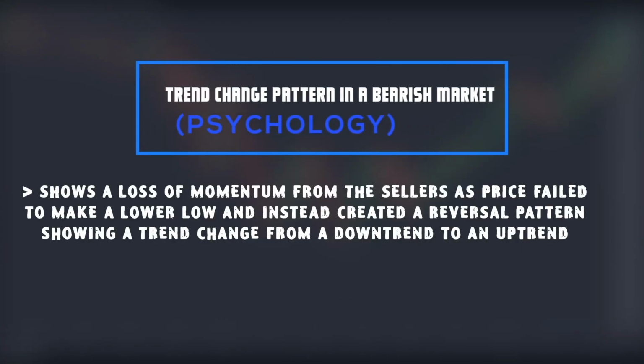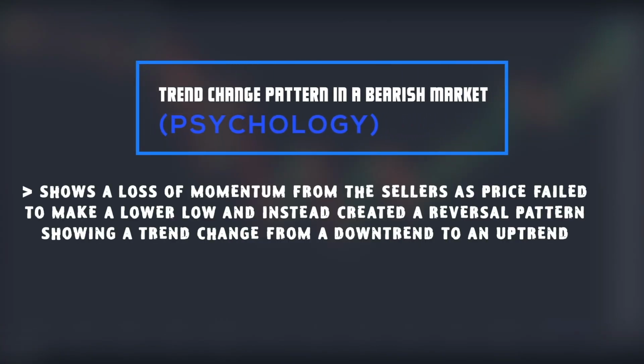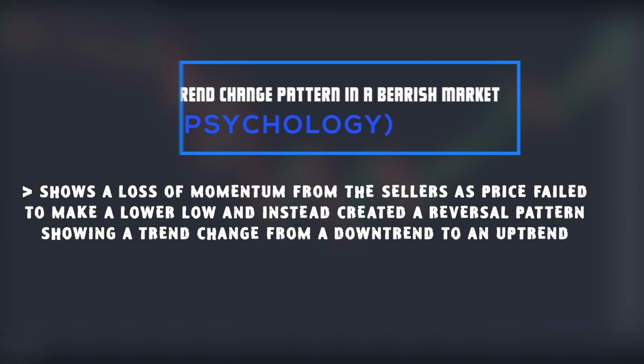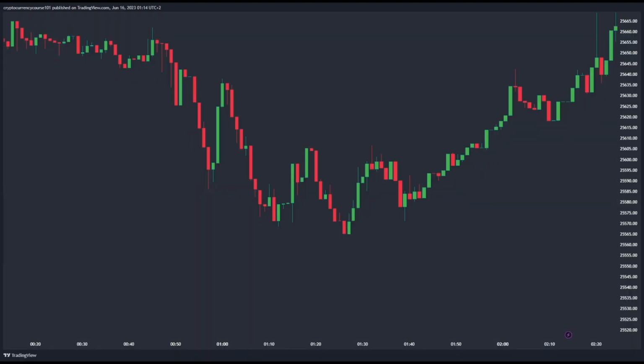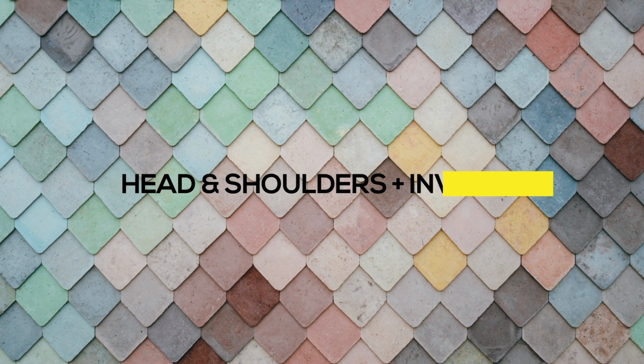So, from a price action standpoint, it shows a loss of momentum from the sellers as price failed to make a lower low and instead created a reversal pattern showing a trend change from a downtrend to an uptrend. So, moving on. The head and shoulders and inverse head and shoulders pattern.